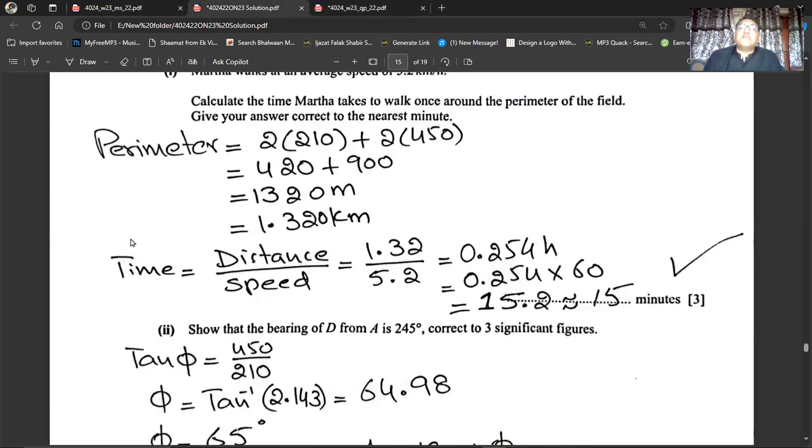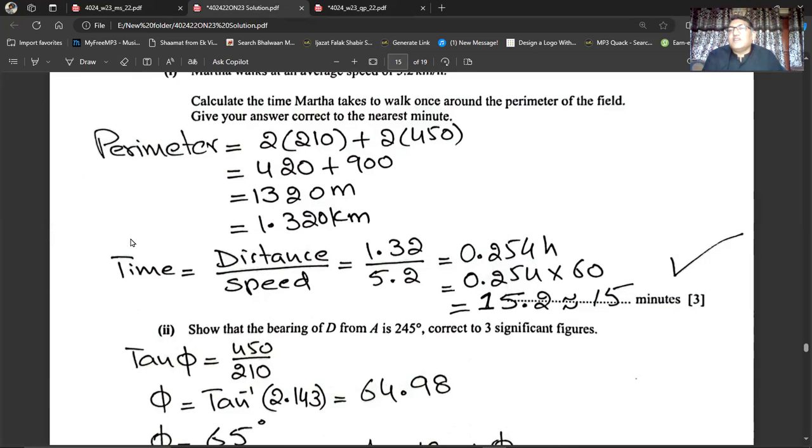Because this is in meters, and the speed given to me is in kilometers per hour, I will convert this into kilometers. How do you do that? When you want to convert meters into kilometers, you divide by 1000. So 1320 divided by 1000 will be 1.320 kilometers. So the time equals distance divided by speed. The distance is 1.32. You divide it by the speed given, that is 5.2 kilometers per hour. So you get the answer 0.254 hours.